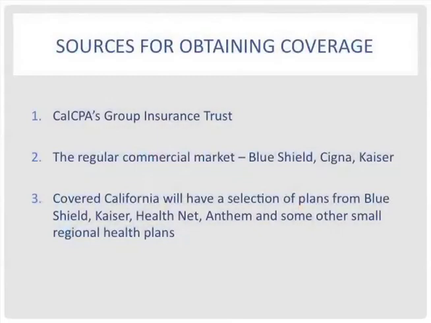Looking at the tax credit, given the low income thresholds, we believe very few CPAs and CPA firms will qualify. So let's focus on the coverage options available to small firms who do not qualify for tax credits. You have three sources for obtaining coverage. CalCPA's Group Insurance Trust: we've been insuring CPAs for over 50 years. This is a unique CalCPA membership benefit, especially important for 2014 and beyond.